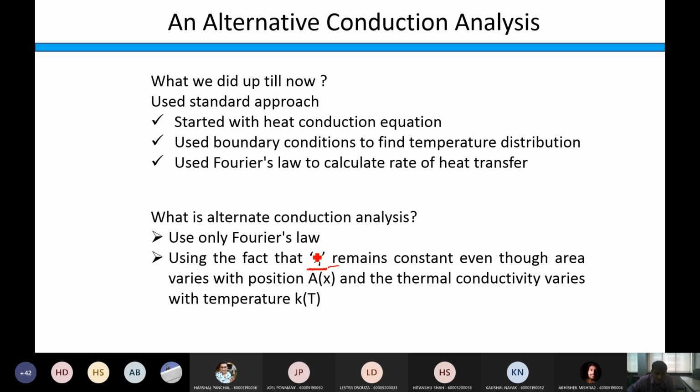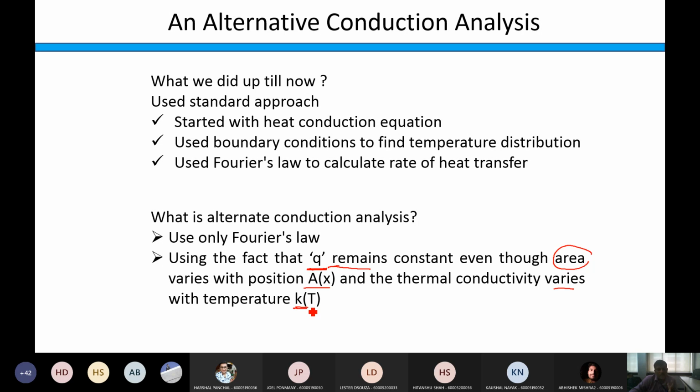So we will use this for our benefit. So Q remains constant even though the area varies with position. This area is varying with position in case of a cylinder, not in case of a slab, right? A is the same in case of a slab, but it varies in case of the cylinder, or if you take a sphere, then also it will vary, right? And the thermal conductivity K is a function of temperature. So we can take into account these two things, and we'll see how this alternate approach of analysis works out.